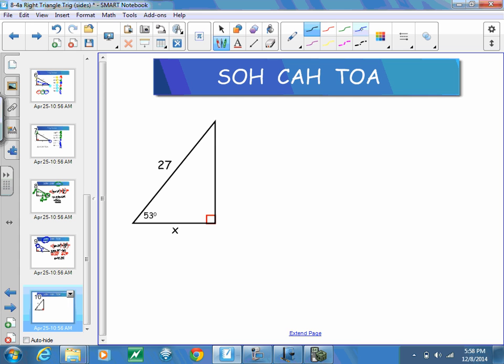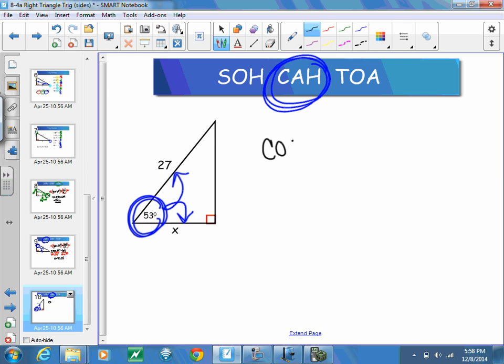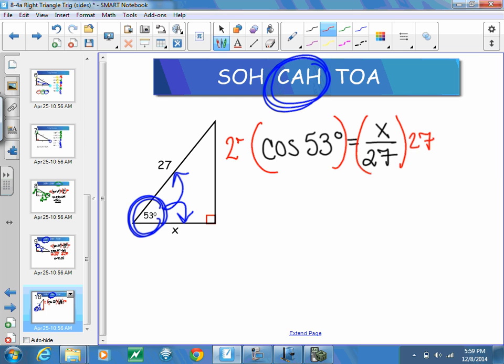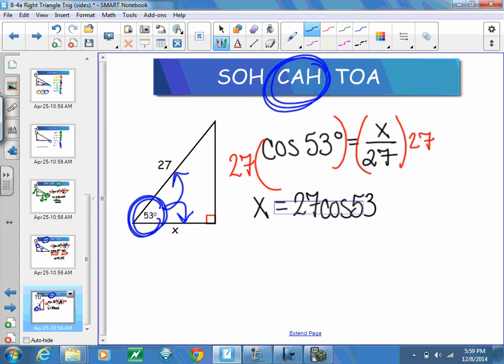Last example that I have here, I'm going to look at my reference angle here of 53 degrees, and they give me the hypotenuse, and I want to find the adjacent side. So we're going to talk about cosine this time. Now you have the cosine of 53 degrees is equal to the adjacent side over the hypotenuse. Solving for x, since x is divided by 27, we can just multiply both sides of our equation by 27. And so x is going to be equal to 27 times the cosine of 53 degrees.